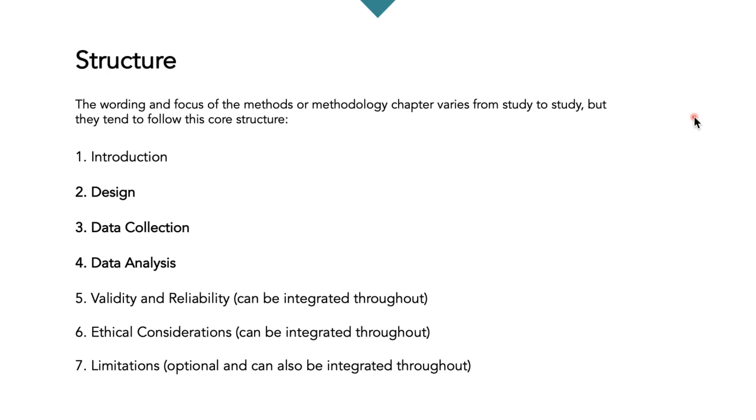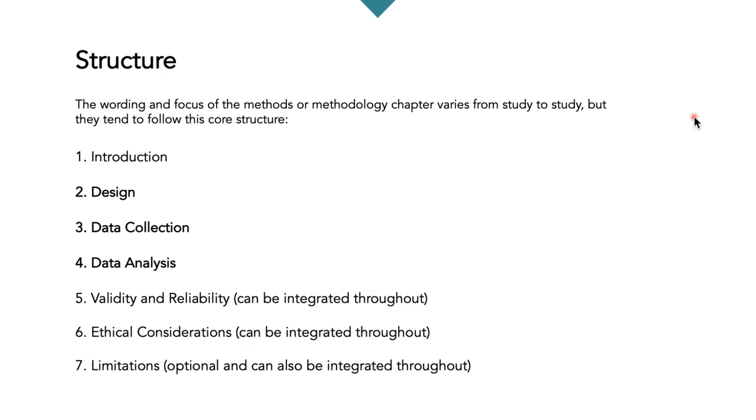So, building on what we just looked at, the sort of broad to narrow, this is generally the kind of structure you would follow for this chapter. Again, don't worry so much about the language, because sometimes you use instruments, for example. Sometimes you use participants or sampling and stuff like that. So there are different phrases and words that you can use.